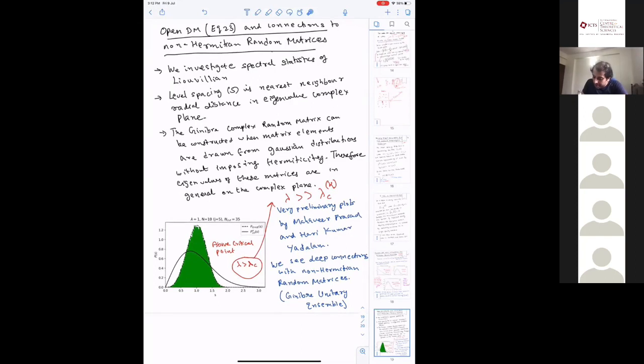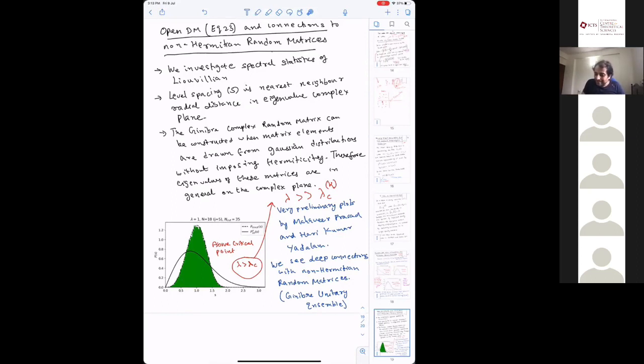So there is this line here, which is basically 2D Poissonian, but it is in no way close to this. So what we have is this level spacing distribution. And I think the level repulsion is of the form S cubed for Ginibre. So there's a level repulsion like S cubed, which is very different from Hermitian random matrices. And this is what we find.